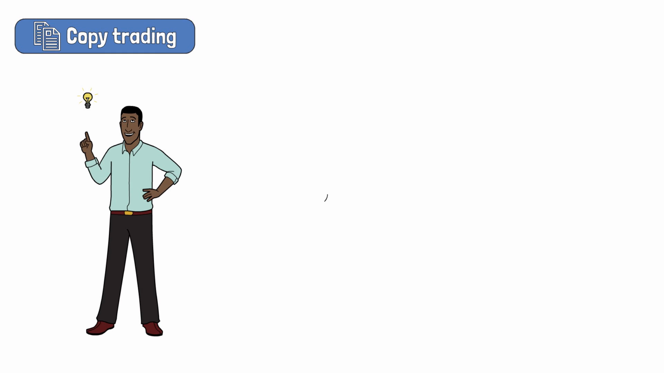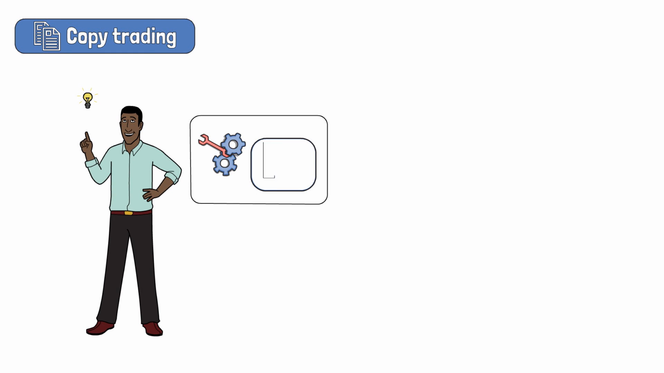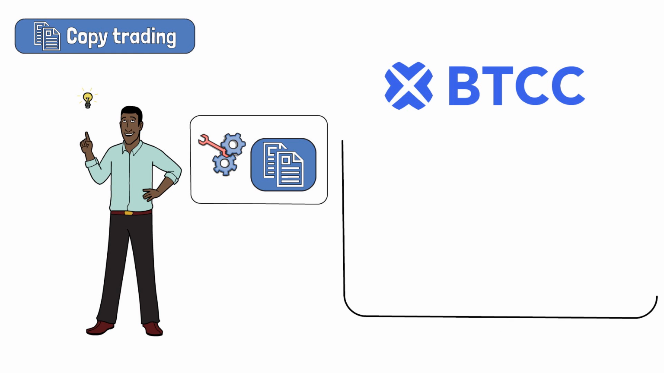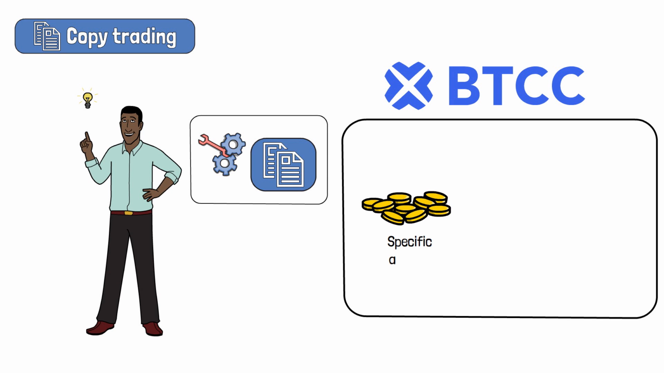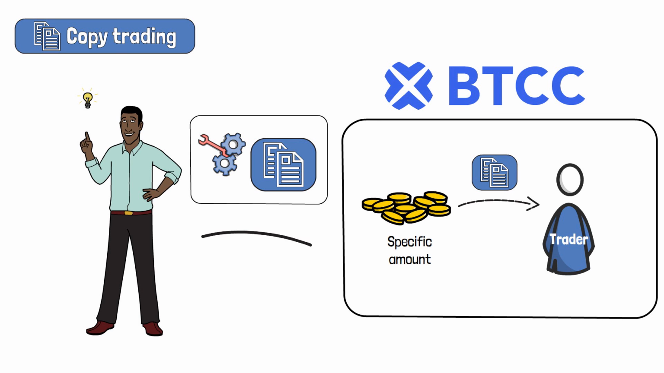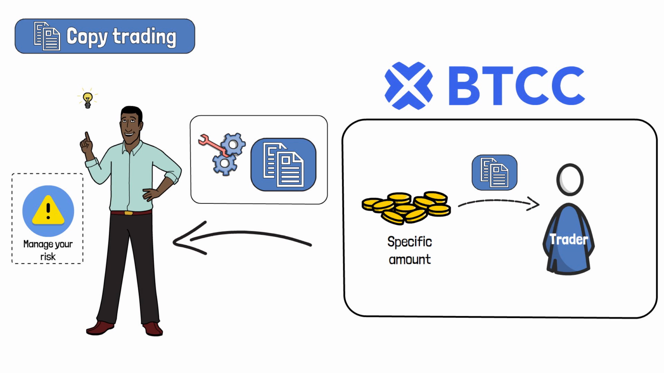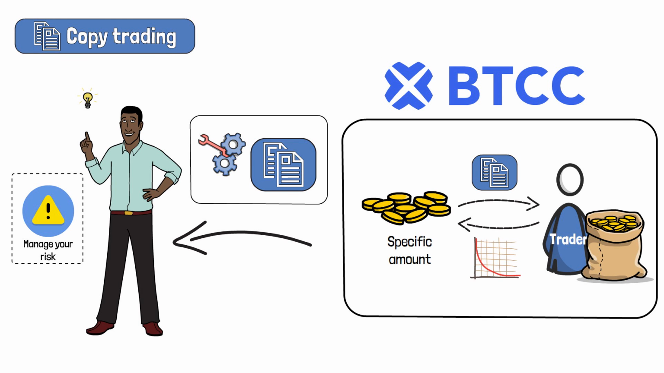It's important to understand that you usually have some control over how this replication works. For instance, on BTCC, you might be able to set a specific amount of your funds that you want to allocate to copy trading a particular trader. This helps you manage your risk. So, even if the lead trader is trading with a large capital, you can choose to copy their trades with a smaller amount that fits your budget and risk tolerance.